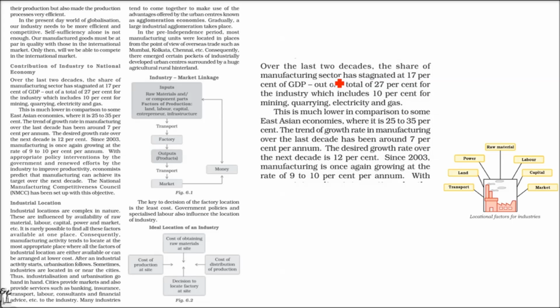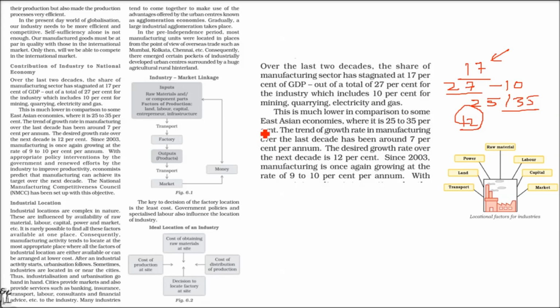What is the contribution of industry to the national economy? We just saw that over the last 2 decades, the manufacturing sector gives 17% to the GDP. And out of this, 27% is for the industry, which includes 10% coming from mining, quarrying, electricity and gas. This is quite lower than other prominent East Asian economies, where it is around 25 to 35%. We have seen that our growth is around 7%, but we need at least 12%. This has to be 12% for us to have a good growth.